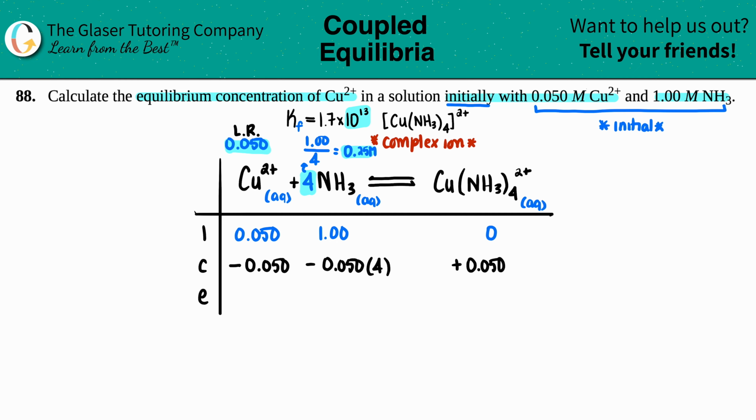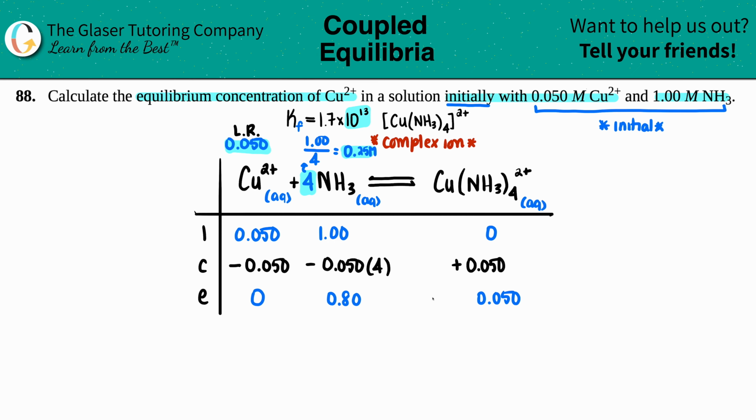Okay, so now let's actually do the math, right? Equilibrium is just bringing the initial and the change together. So this would just come down to 0.1 minus 0.05 times 4, I get 0.8, right? For sig fig purposes, it doesn't really matter. Maybe I'll just put a 0 here. And then this would be 0.050.